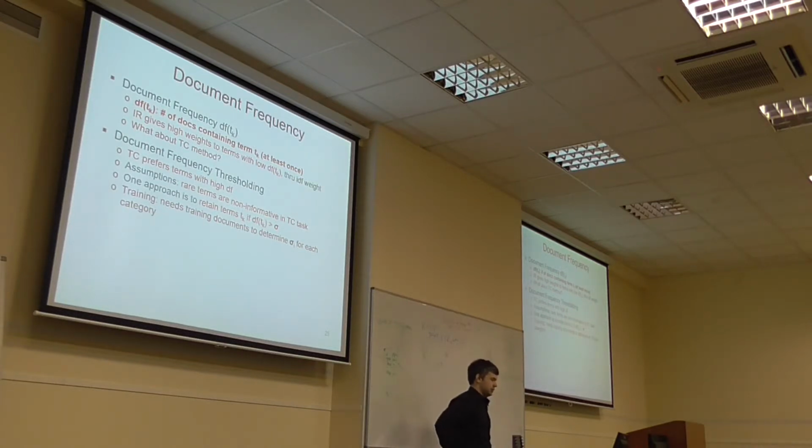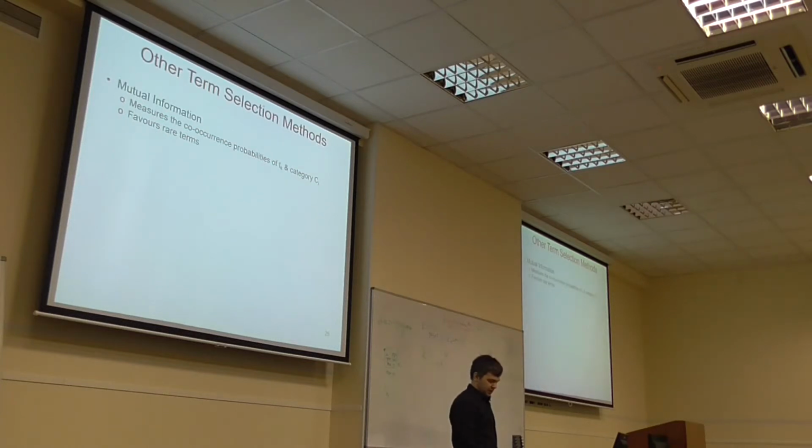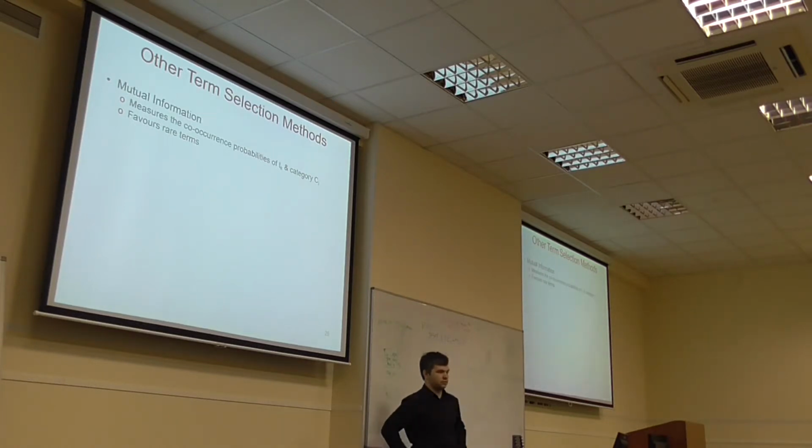And sometimes we can actually compute this threshold for each category. The advantages of this are that it is quite simple and scales well. The disadvantages: it's ad hoc, kind of a heuristic thing. Nobody really knows how to select it. Other term selection methods use co-occurrence probabilities of a category and a term. Basically, it's related to the correlation of the term with the category. And this one favors some rare terms.